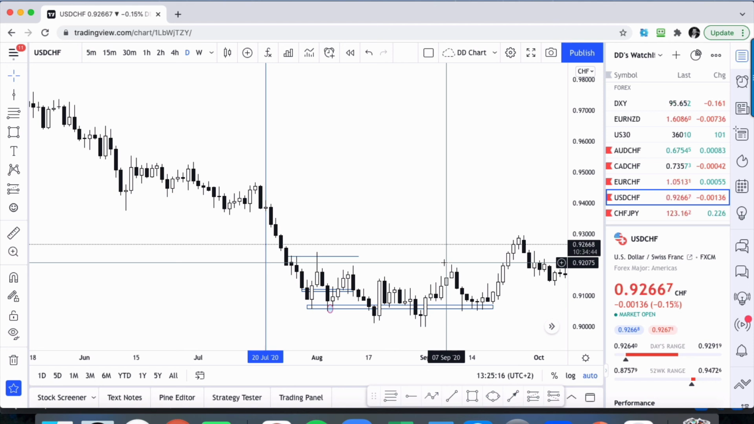Go back to the slides. Look at the important points about the round numbers, about the many touches, about support becoming resistance and resistance becoming support. Get familiar with this. This is a major, major part of technical analysis, and it's something that we're going to need in our toolkit to analyze the market correctly and execute our trades.